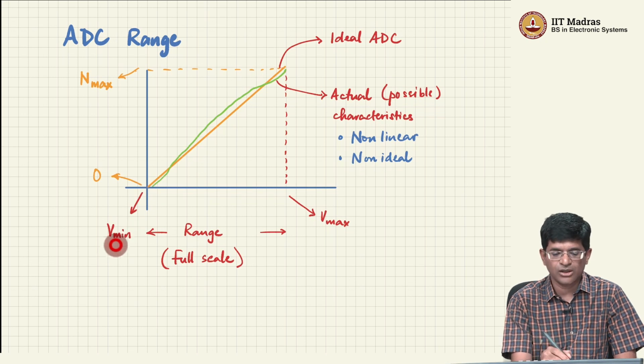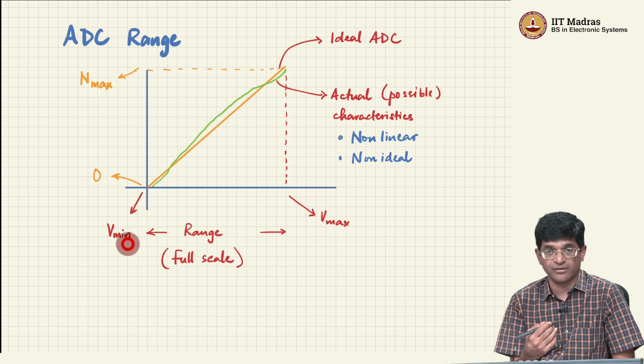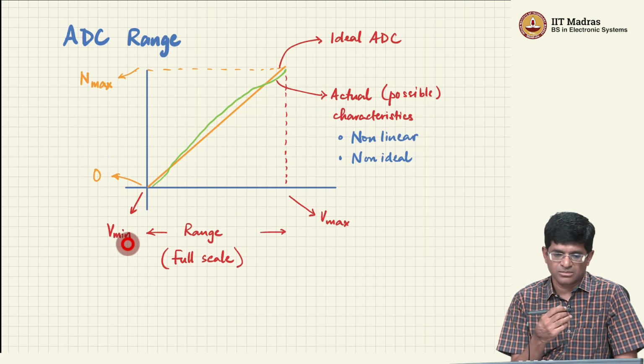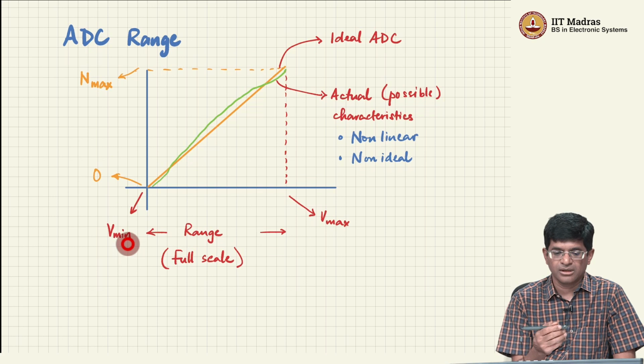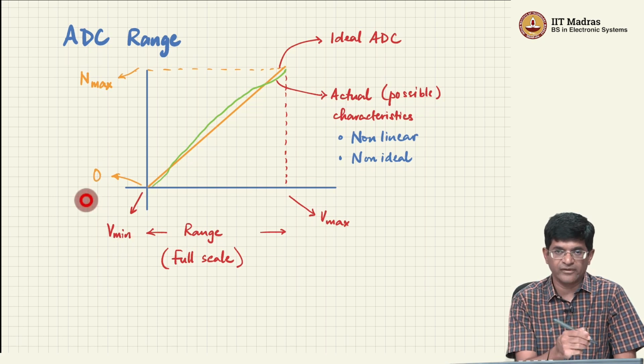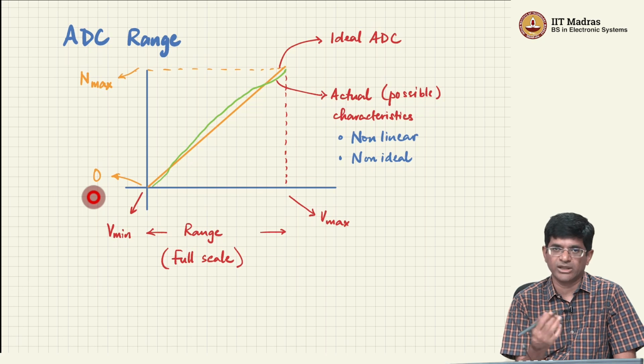Now, I'm intentionally calling this V min and not 0 because there's no fundamental reason that the minimum input to your ADC has to be 0. It could be negative, right? So it could be that there is a certain range of values across which the ADC works, which get converted in a certain way. You could make a choice that this V min is negative, and for a negative value the ADC returns a 0, or you could decide that the ADC actually has to return an actual 2's complement number so that positive and negative are handled properly, and so on.